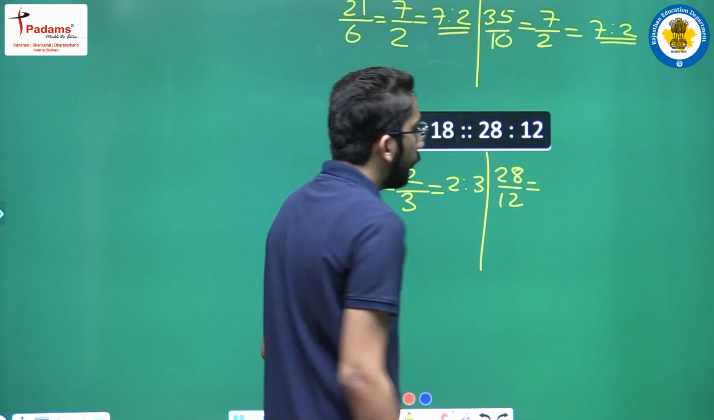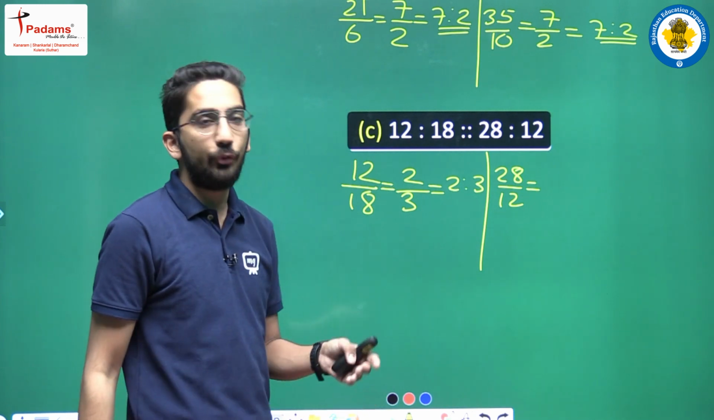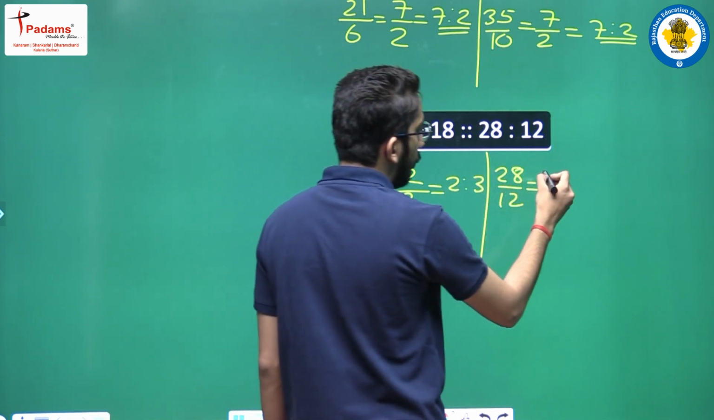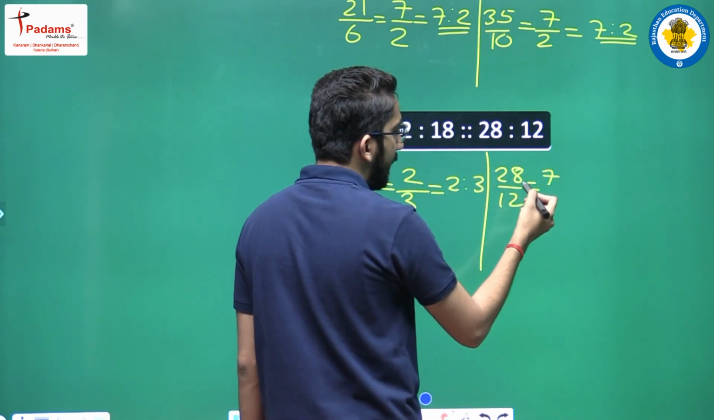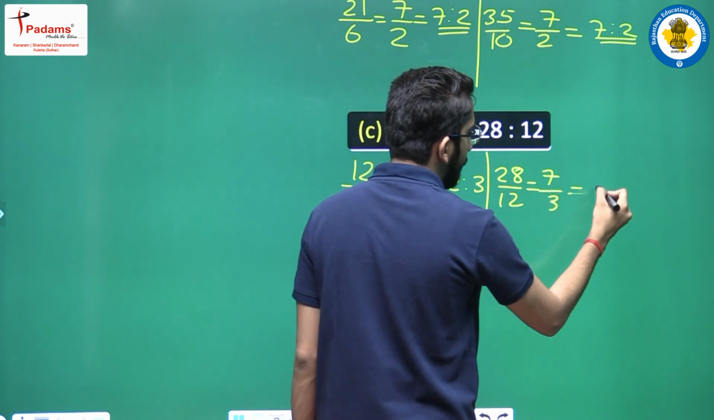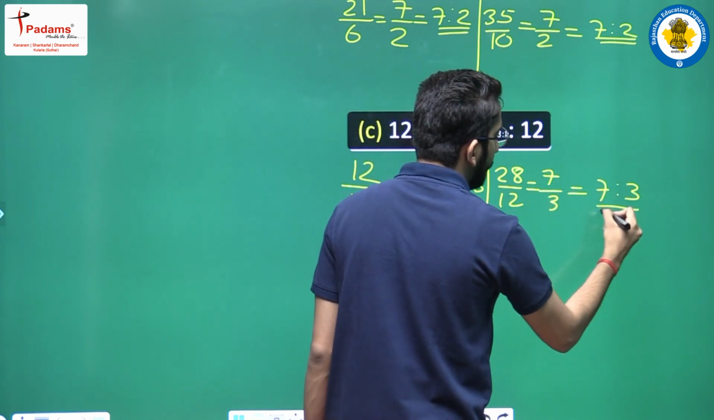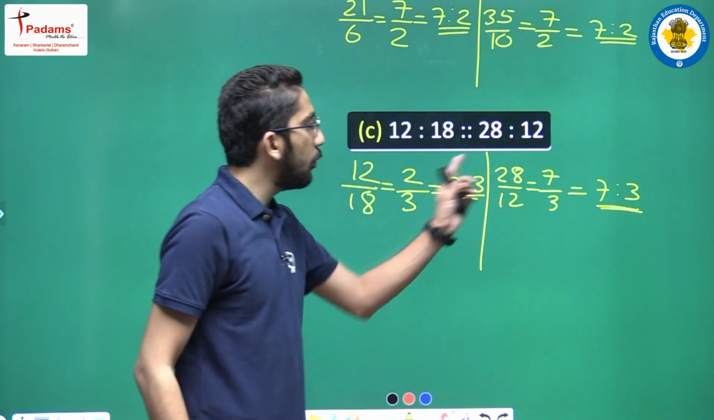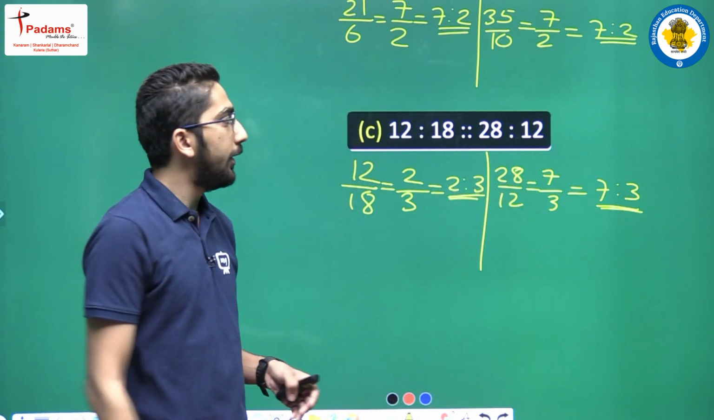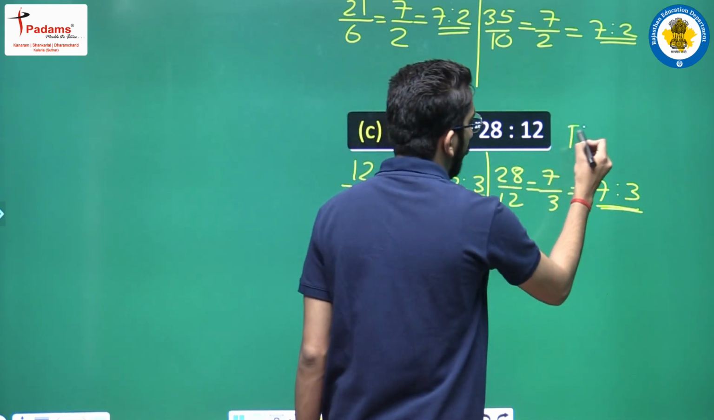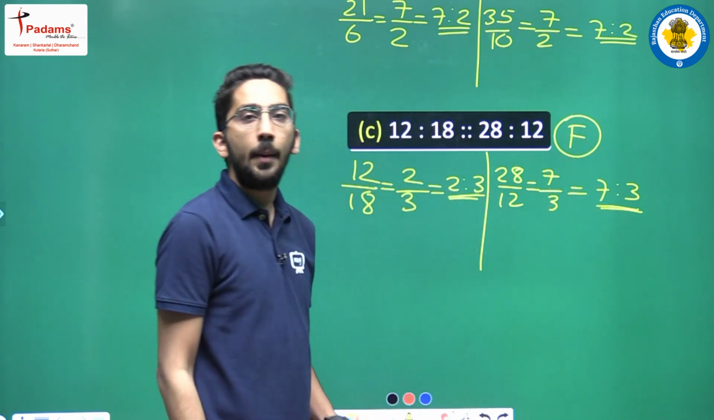Then for 28/12, you can divide both of them with 4. So 28 divided by 4 is 7 and 12 divided by 4 is 3. So this becomes 7:3 and these two ratios are not equal. So this statement is false. They are not in proportion.